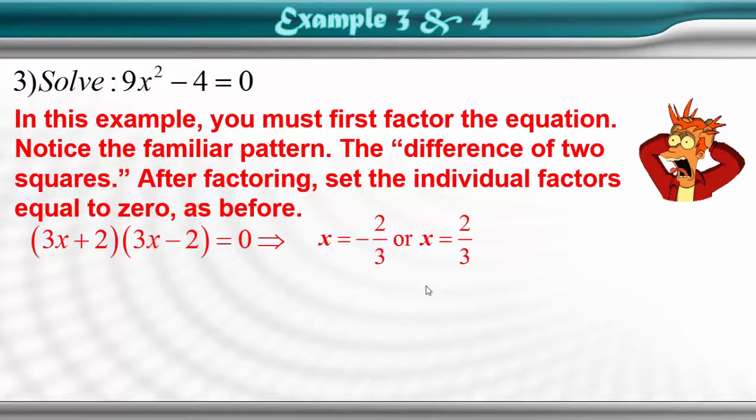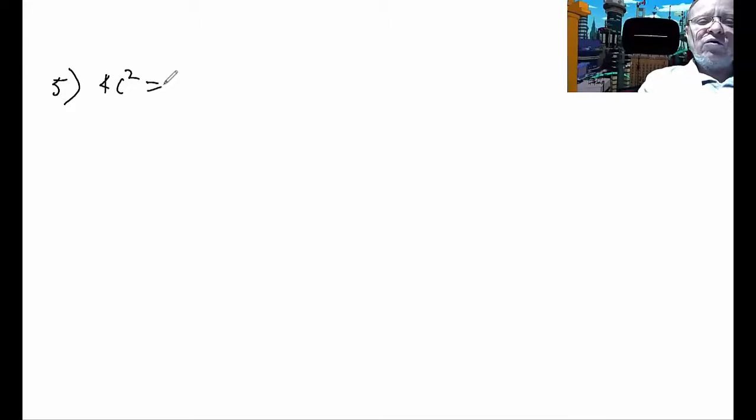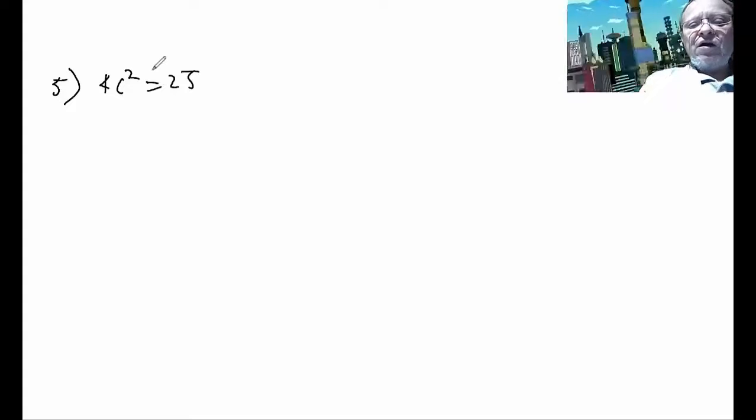In example number 4, we're asked to solve 4c squared is equal to 25. So let us go over to the whiteboard and work this one out. We have 4c squared is equal to 25.